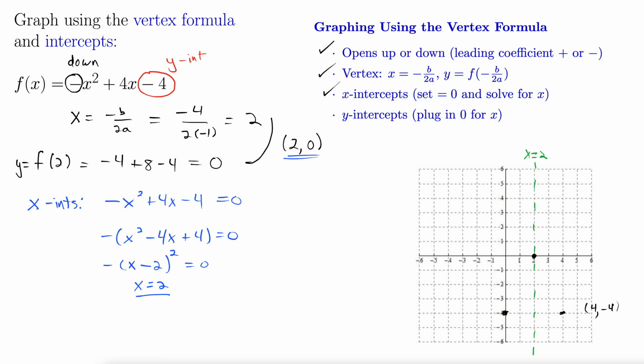So that should be enough to graph our parabola. Let's go ahead and connect these points up. Something like this. There we go. A parabola that opens down with a single x-intercept.